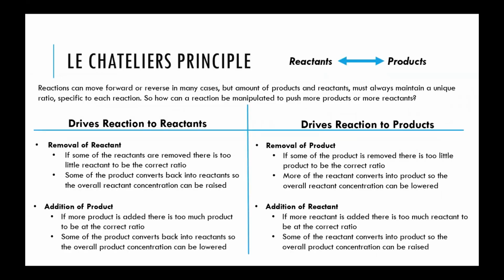Le Chatelier's principle is a way to control that balance, or at least a way to investigate it. And a chemical reaction can only do two things. It can either react to make more products, or it can react in reverse to make more of the reactants. That's all a chemical reaction can do. And there are ways to favor one side or the other.